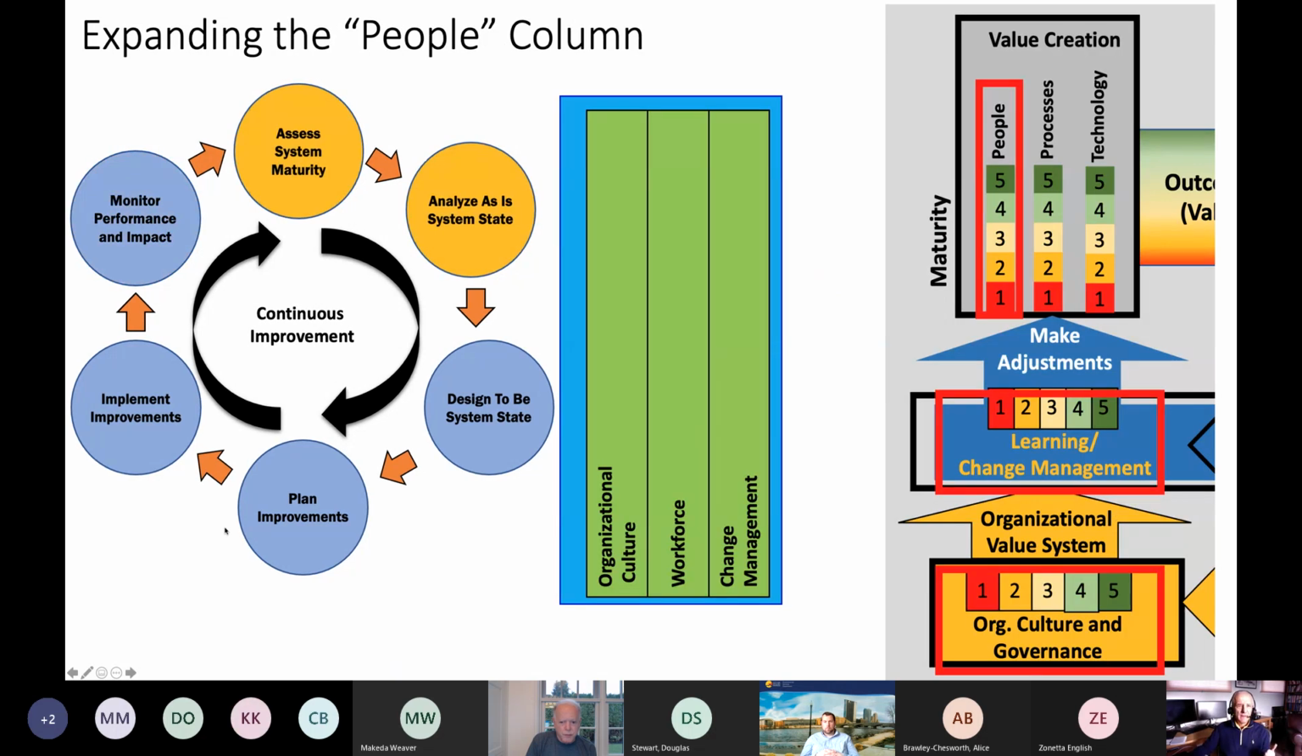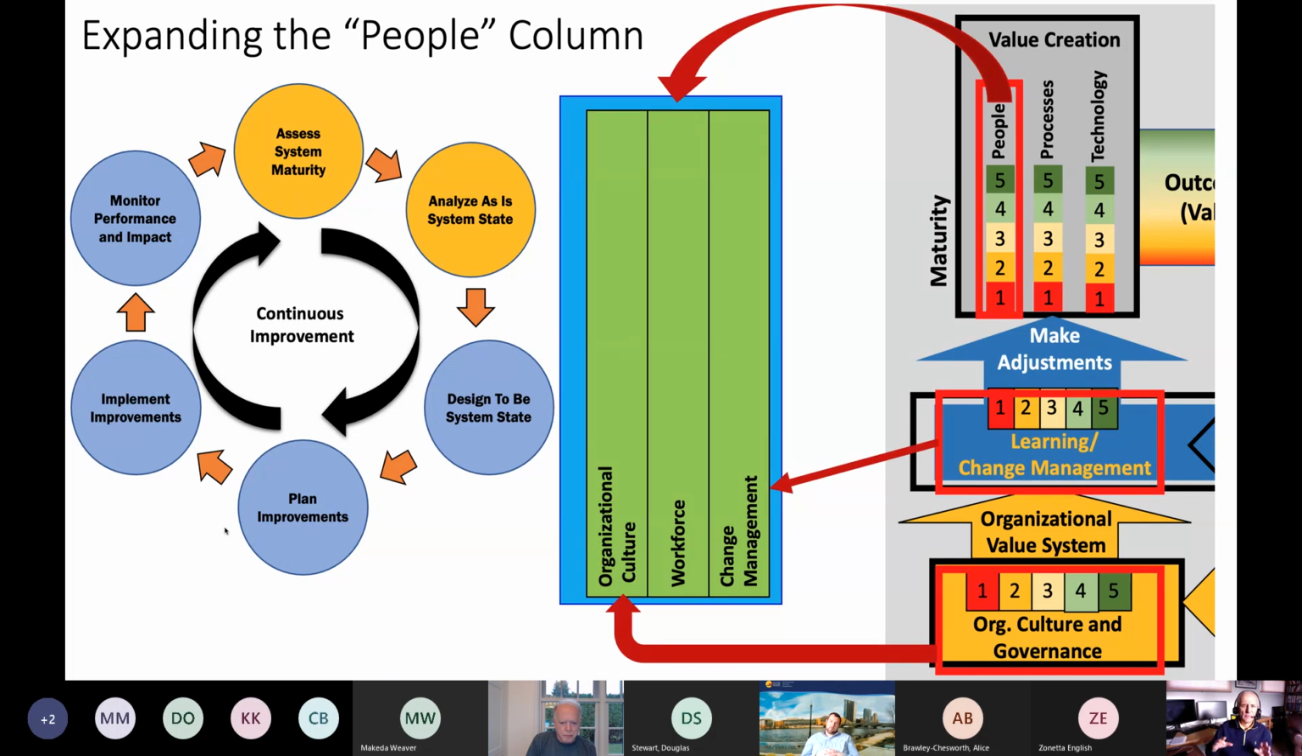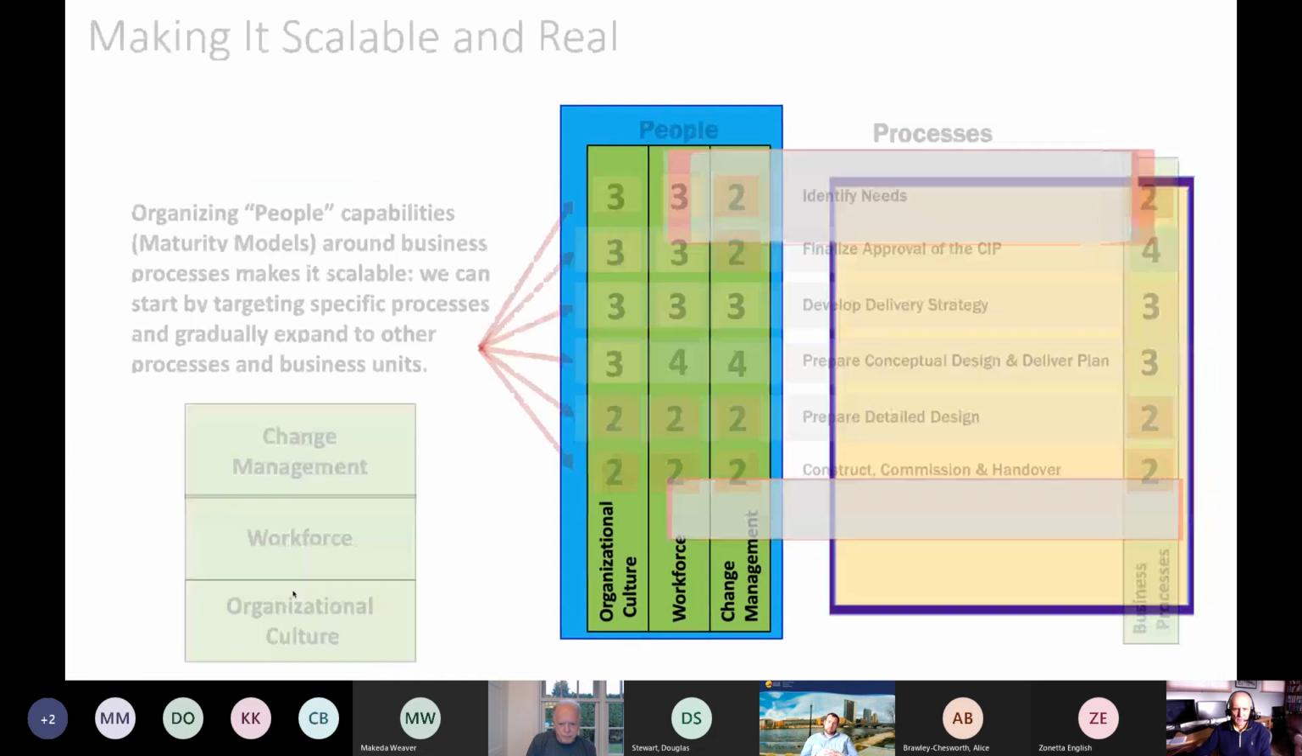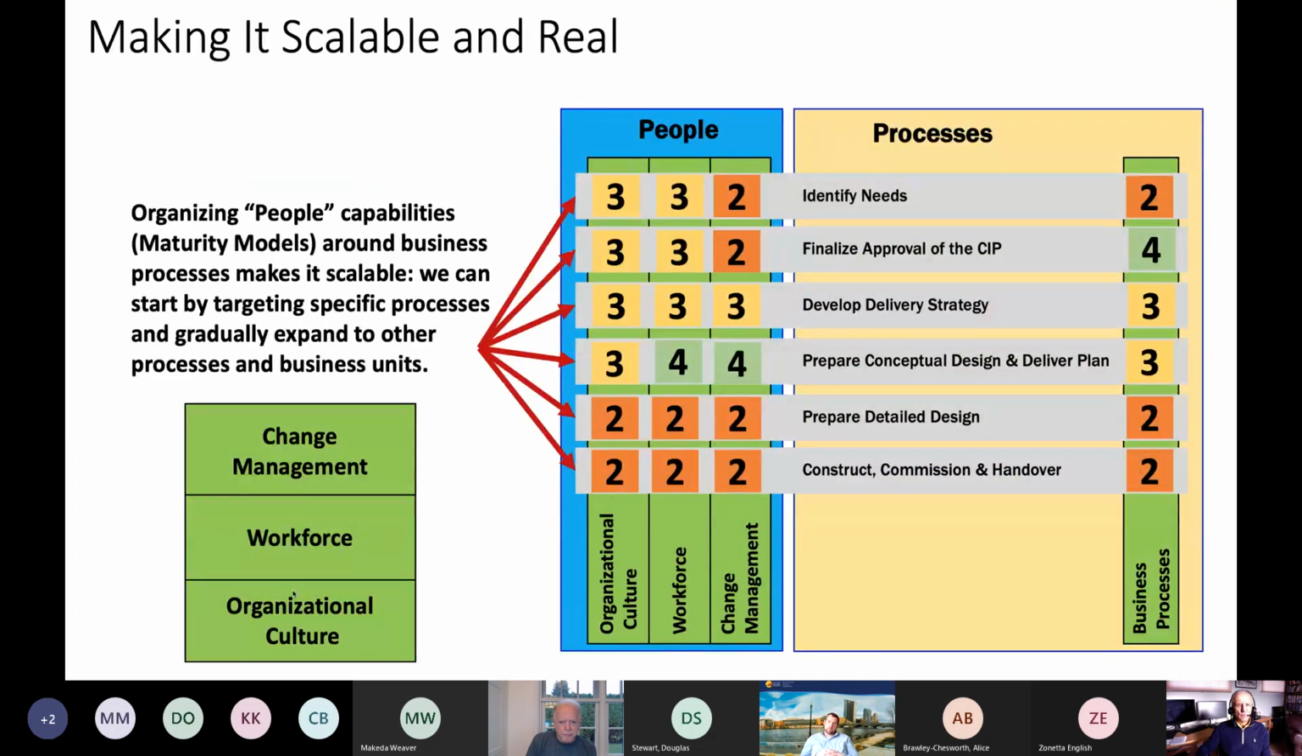So previously we've looked at processes. This year we've expanded this people column into 3 components: organizational culture, workforce, and change management. So for each of these areas, we will need to now define the maturity models and system models and so forth. To make it a little bit more scalable and real, because it's difficult to say, okay, let's go change organizational culture. It's a heavy lift.